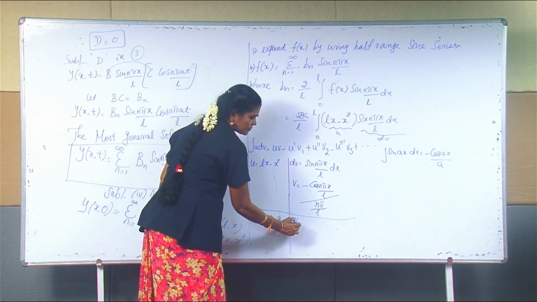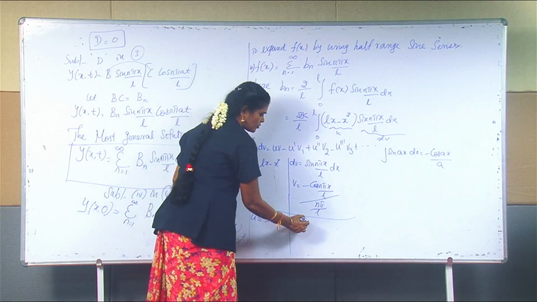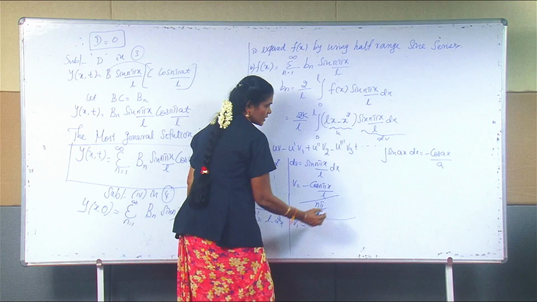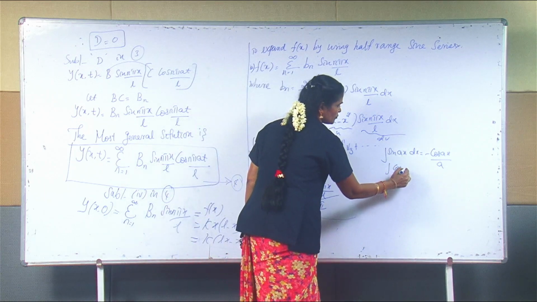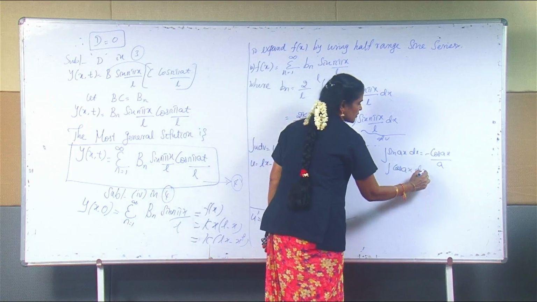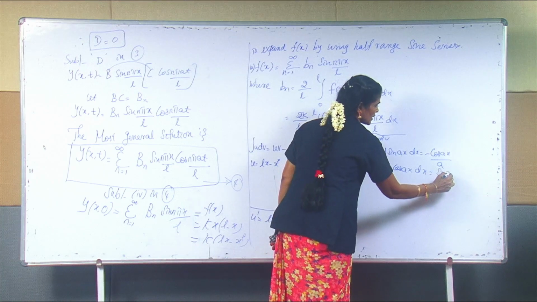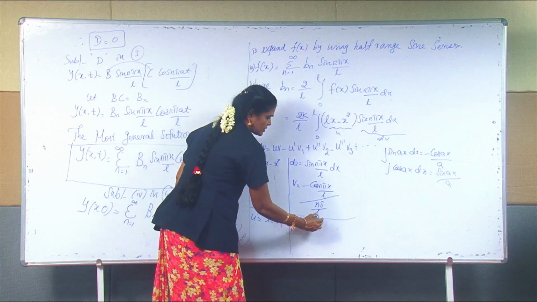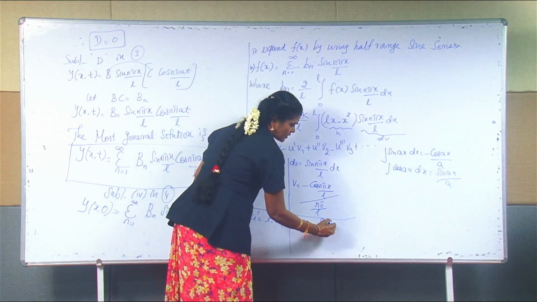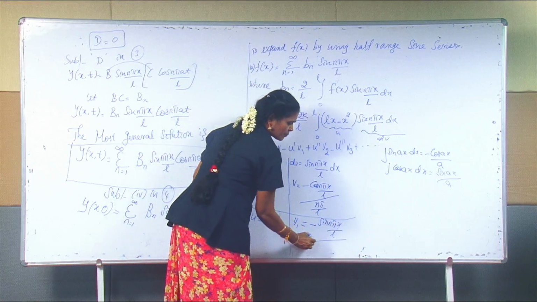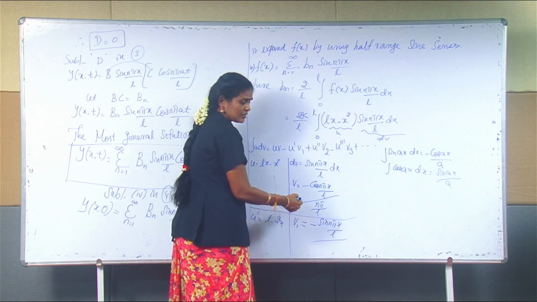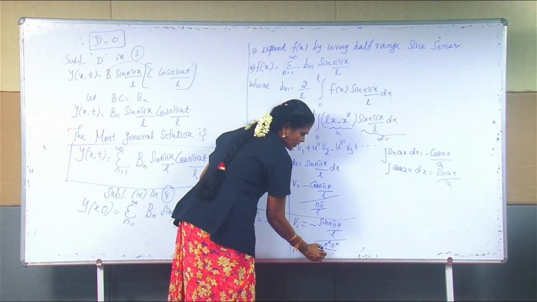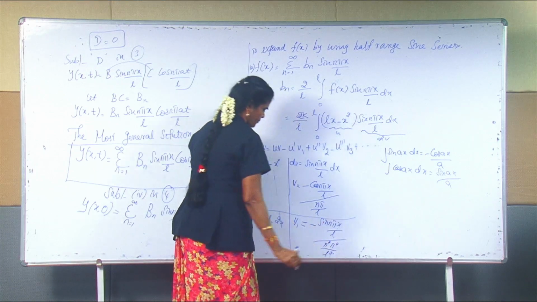Integral of v is v1 equal to minus, since the integral of cos ax dx is sin ax divided by a, so minus sin n pi x by L divided by n pi by L. Already you have n pi by L, so it becomes n square pi square divided by L square.